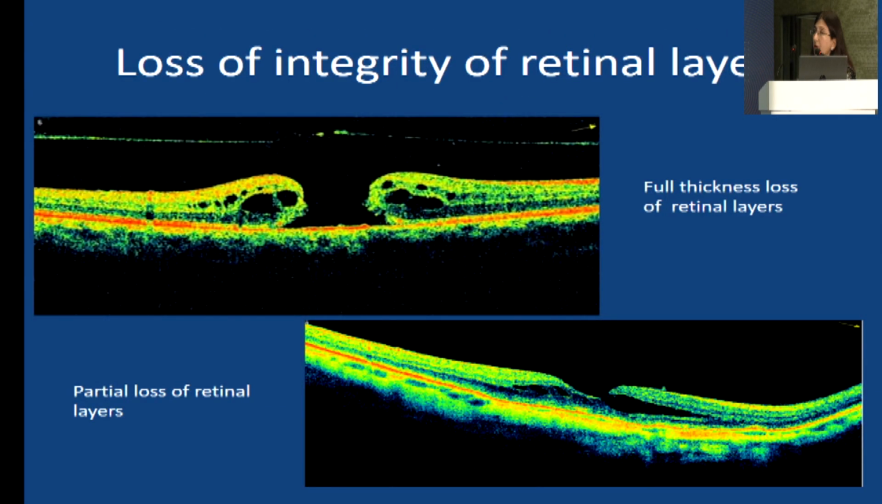Then we come to the integrity of the retinal layers. Are they all present? So like in the first picture you see there's a complete loss of all the retinal layers in the center. And sometimes you may have a partial loss of retinal layers like this.